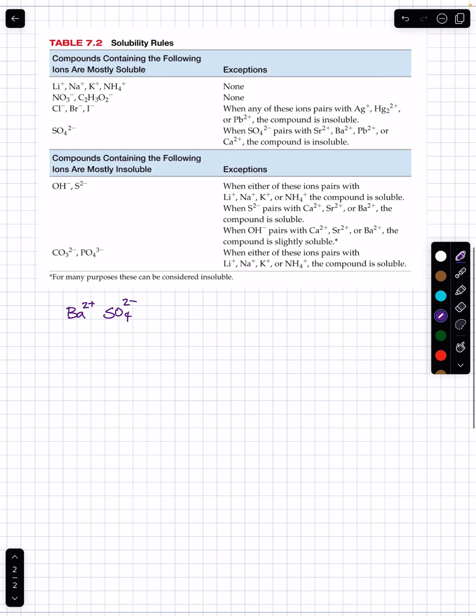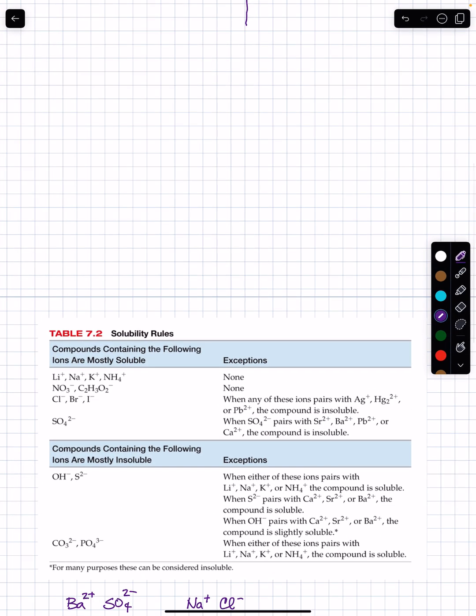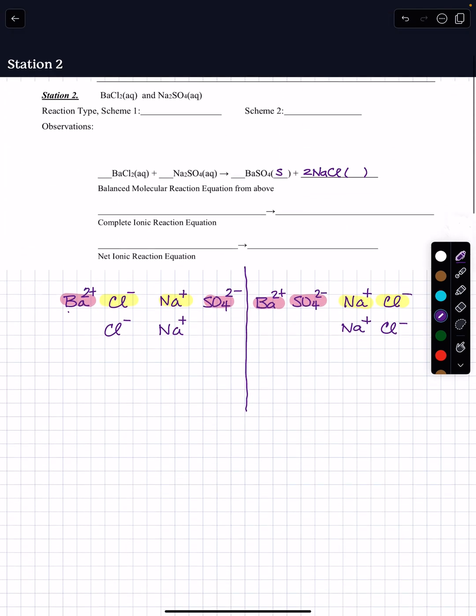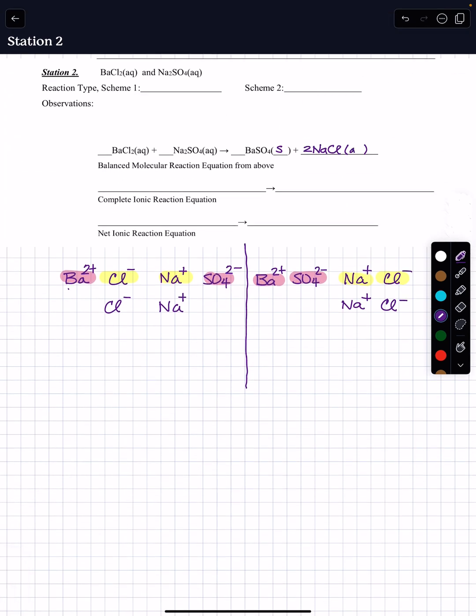Okay, the next one, the other product was sodium chloride, sodium ion and chloride ion. And so again, we're going to look in this table, and in the first row we find sodium ion. Again, these are mostly soluble with no exceptions. All sodium compounds are going to be soluble. So we don't need to look any further. That means that sodium chloride is going to be aqueous. Sodium chloride is table salt, and as we probably recognize, that dissolves in water quite nicely.